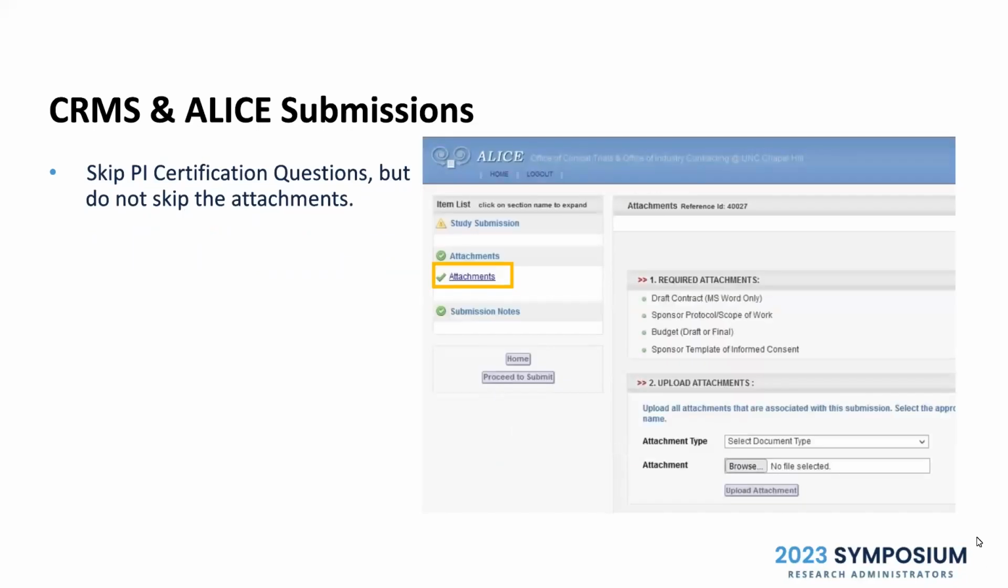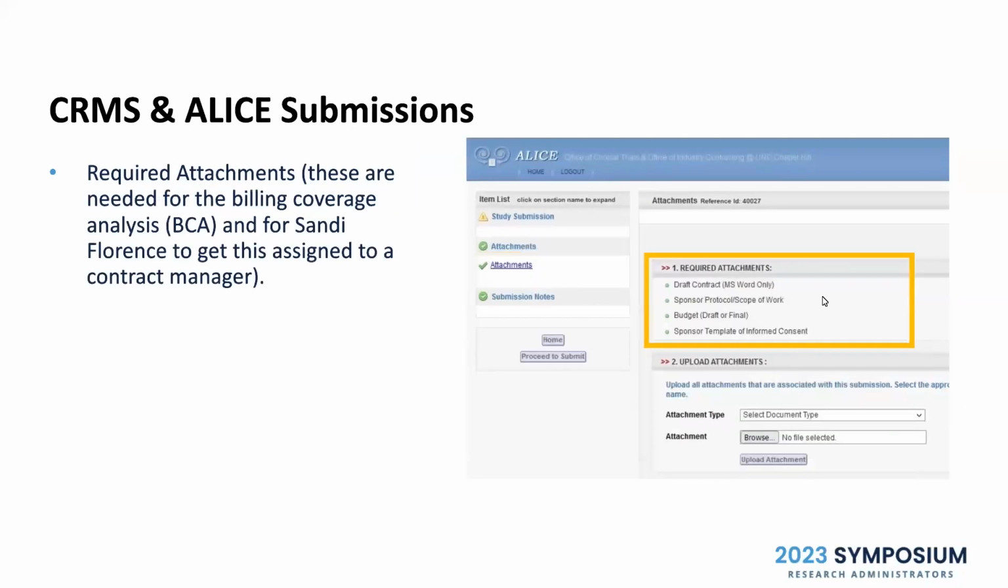And once you have those questions answered, you'll go to a PI certification screen, and you can skip the PI certification questions. That will go directly to your PI, but do not skip the attachments. These are the minimum attachments that are required for the contracting manager to be able to start a billing coverage analysis, or BCA, or for the Office of Industry Contracting to get this assigned to a contract manager. And right now, the contact for that is Sandy Florence, and she would put those in.